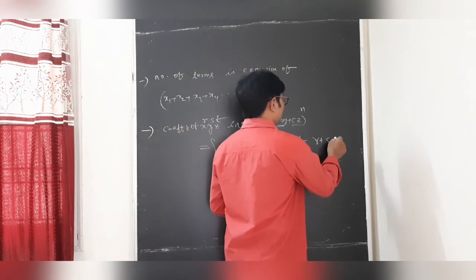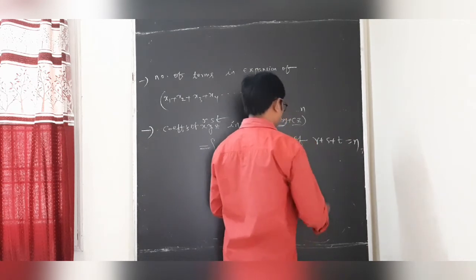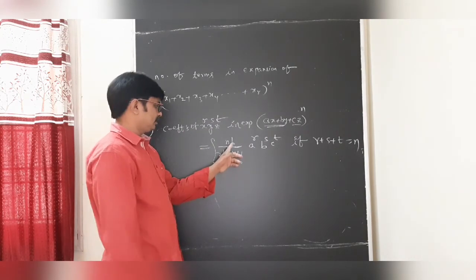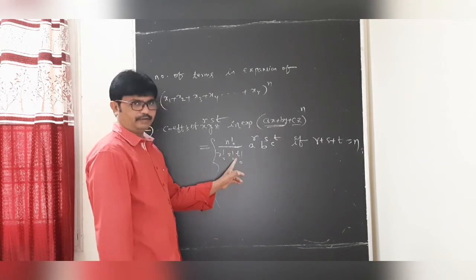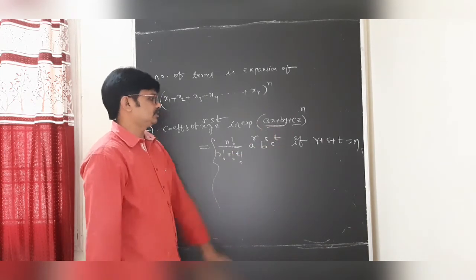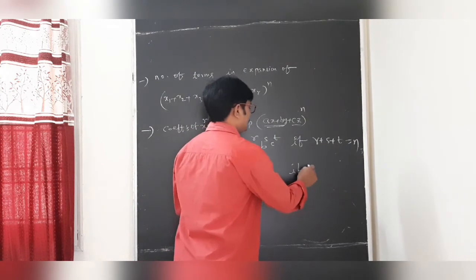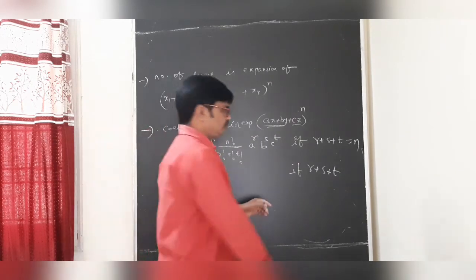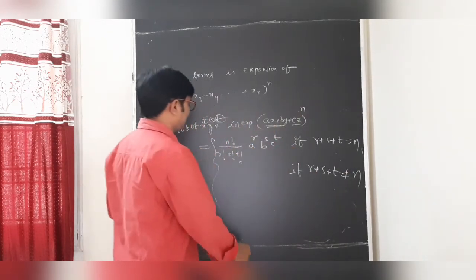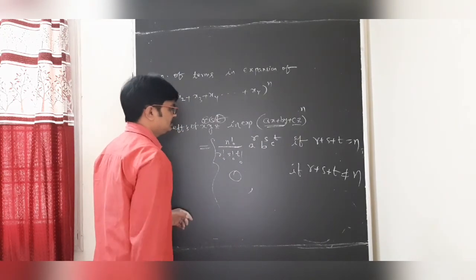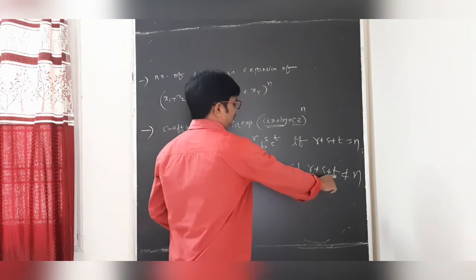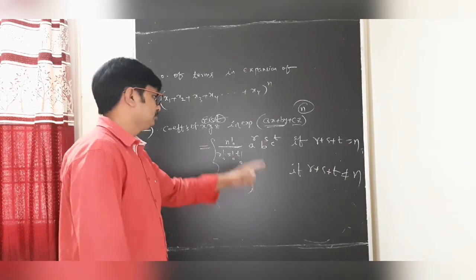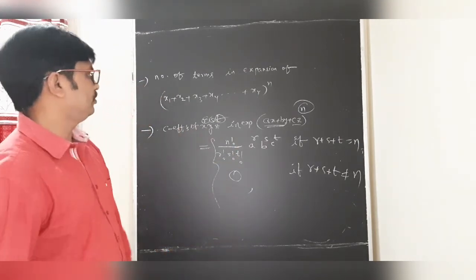This is the first observation. r plus s plus t equal to n, then the coefficient of x power r, y power s, z power t is n factorial by r factorial into s factorial into t factorial, a power r, b power s, c power t. If the sum of the indices r plus s plus t is not equal to n, directly we can write in the objective that the coefficient will be 0. Is it clear, students? If r plus s plus t is not equal to n, then the coefficient must be equal to 0.